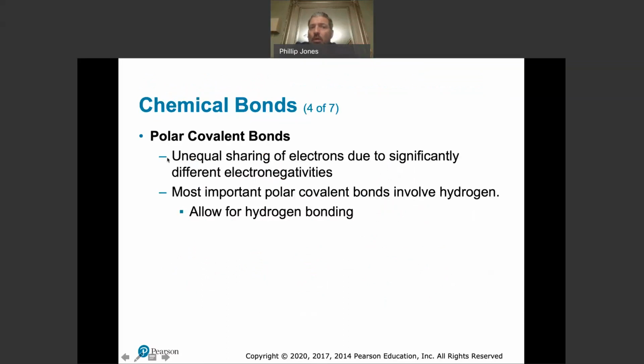So polar covalent bonds, remember I said polar is going to be slightly, one element's going to have a little bit more pull than the other generally. All right, so unequal sharing of electrons due to significantly different electronegativities. Most important polar covalent bonds involve hydrogen because hydrogen only had that 1 valence electron. So they're pretty weak, all right? Allow for hydrogen bonding. Hydrogen bonding happens very, very quickly, but it unhappens very, very quickly too.